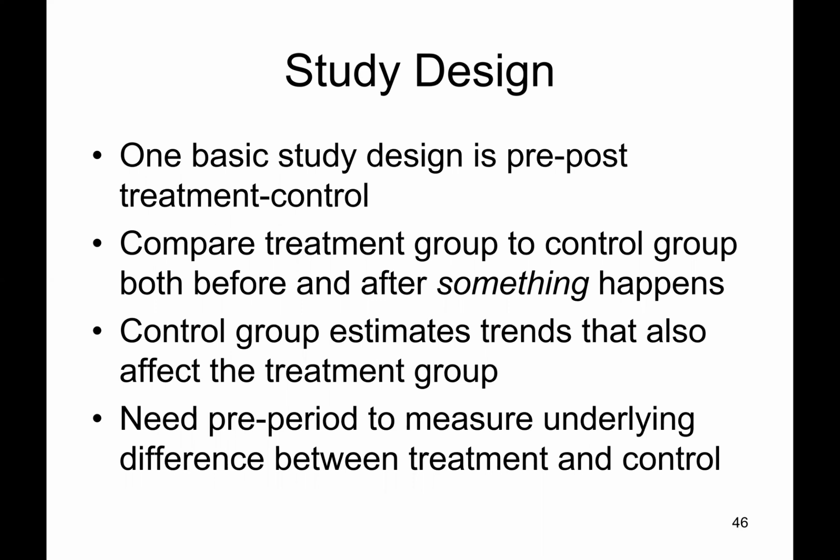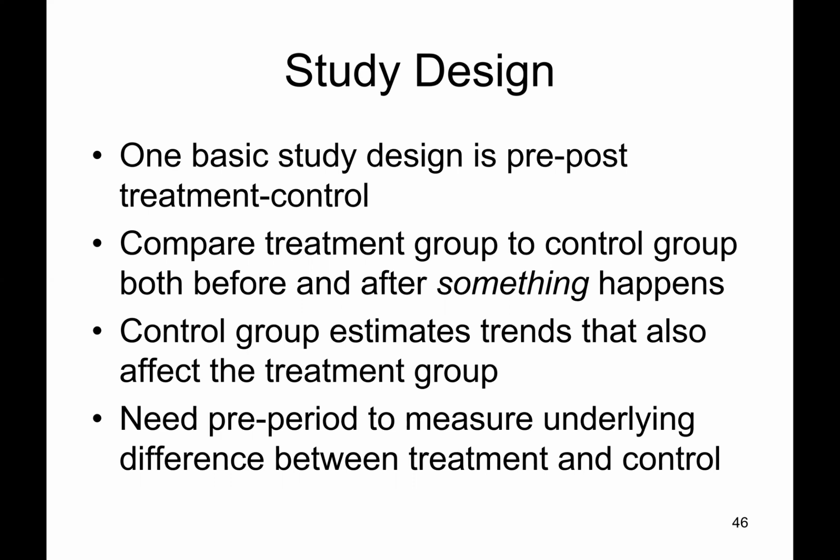So a basic study design would be a pre-post with treatment and control. You compare the treatment group to the control group, both before and after something happens. And the something in our case that we're just talking about was a city council diabetes reduction campaign. So the control group will estimate trends that also affect the treatment group, all of those baseline things that I was saying, nationwide get healthy campaigns, anything like that.